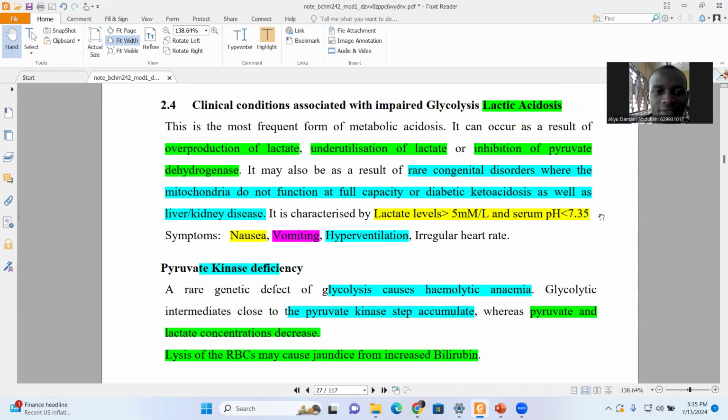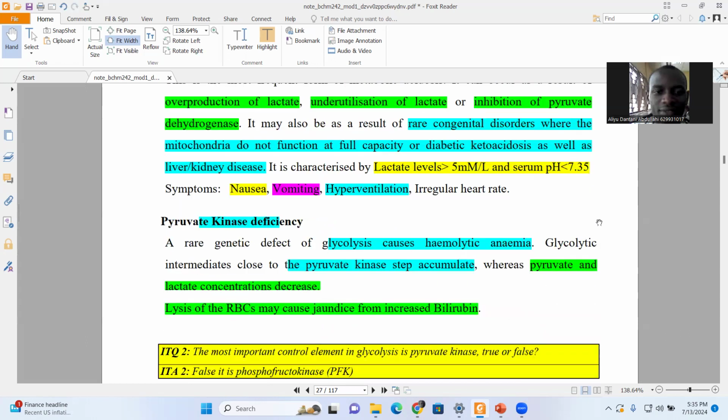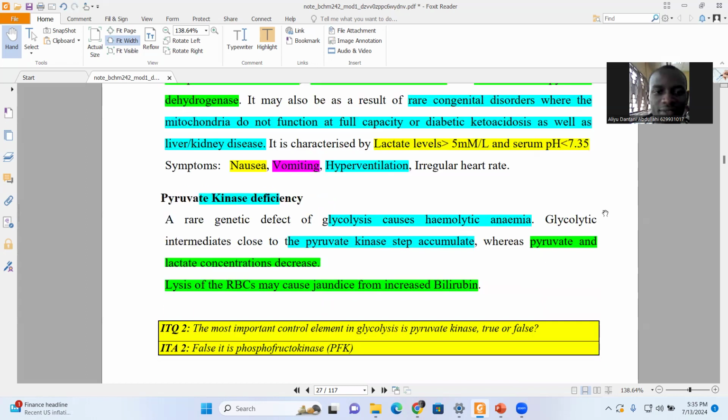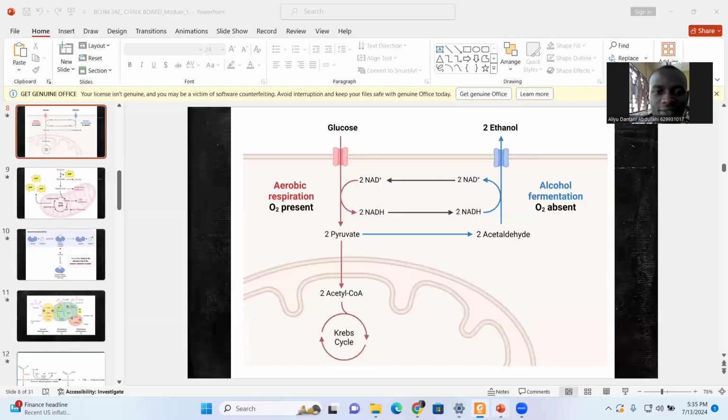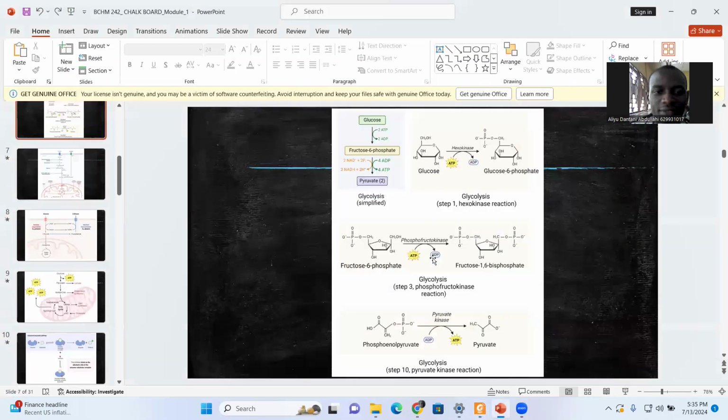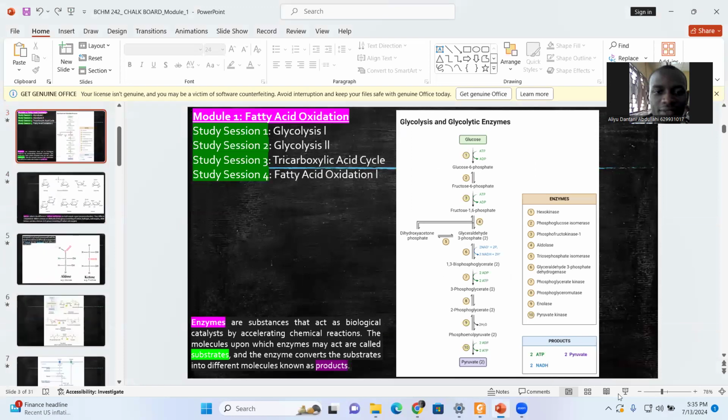All right, lactic acidosis. Pyruvate kinase deficiency is a rare genetic defect of glycolysis that causes hemolytic anemia. Glycolytic intermediates close to the pyruvate kinase step accumulate, whereas pyruvate and lactate concentrations decrease. Lysis of red blood cells may cause jaundice and increased bilirubin. So what do you really understand by this? If there's pyruvate kinase deficiency, where is pyruvate kinase? Let's make sense of these statements.